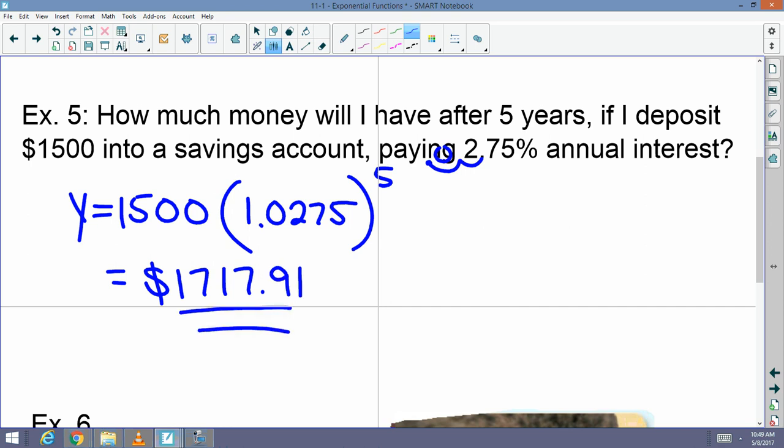$1,717.91 is your grand total. If you notice, it's not much you made. And that's a 2.75% rate. Just so you guys understand where we are right now, present day, okay?